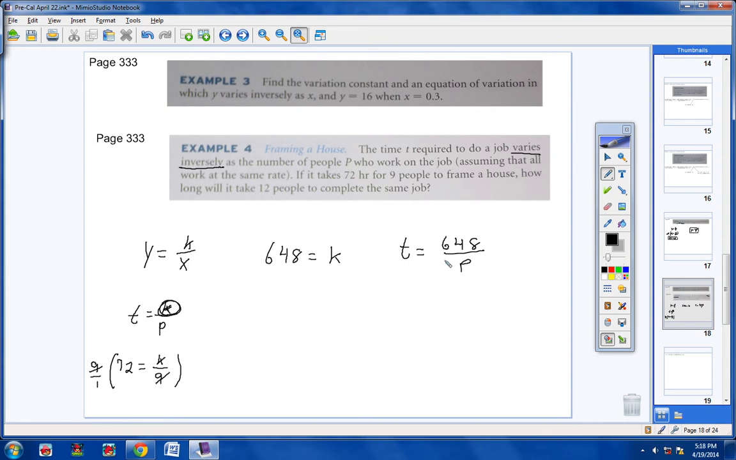Now look at the last part of the problem. How long will it take 12 people to complete the job? So where p is, I'm going to put a 12.